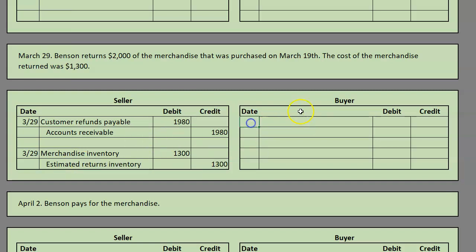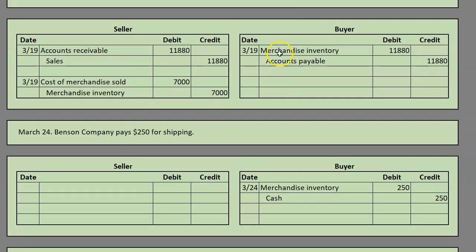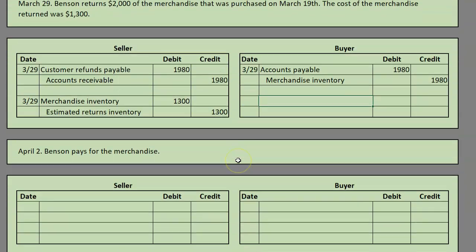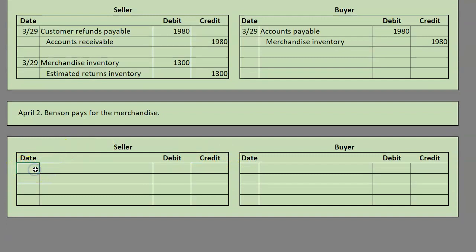And for the buyer, it's simply going to be a flip of what they did in the original purchase. So $329, we're going to be debiting accounts payable and crediting merchandise inventory. Beautiful. And now on April 2nd, Benson Company pays for the merchandise.